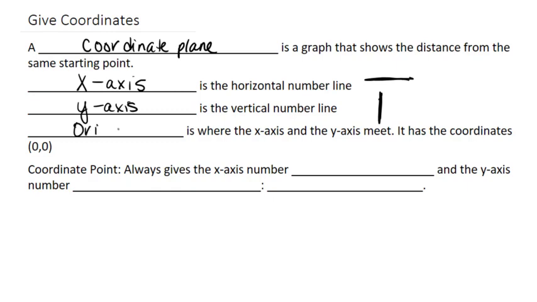The origin is where the x-axis and the y-axis meet. It has the coordinates of 0, 0. The coordinate point always gives the x-axis number first and the y-axis number second. And it looks like this. We have x separated by a comma, then y. So let's look at an example.